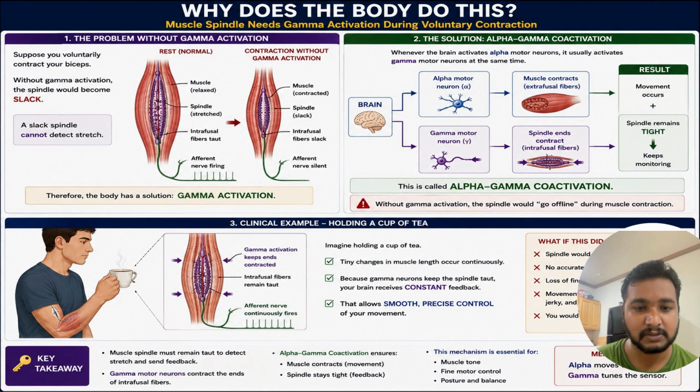As a result, the spindle continues sending continuous sensory feedback to the spinal cord. This allows the nervous system to make tiny adjustments in muscle force, helping you hold the cup steadily without spilling it. So remember this simple rule: alpha motor neurons produce movement, while gamma motor neurons keep the muscle spindle active, allowing smooth, accurate, and coordinated movement.